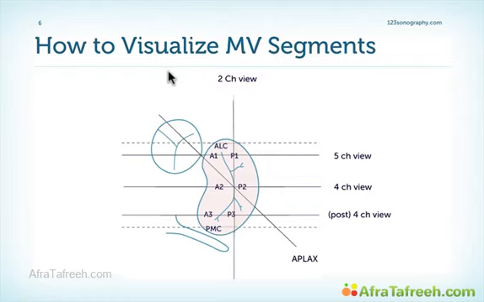Let's start with the four-chamber view. The four-chamber view cuts right through the middle of the mitral valve. You would have the anterior leaflet and the posterior leaflet, and you would have the medial parts of both leaflets in your field of view.